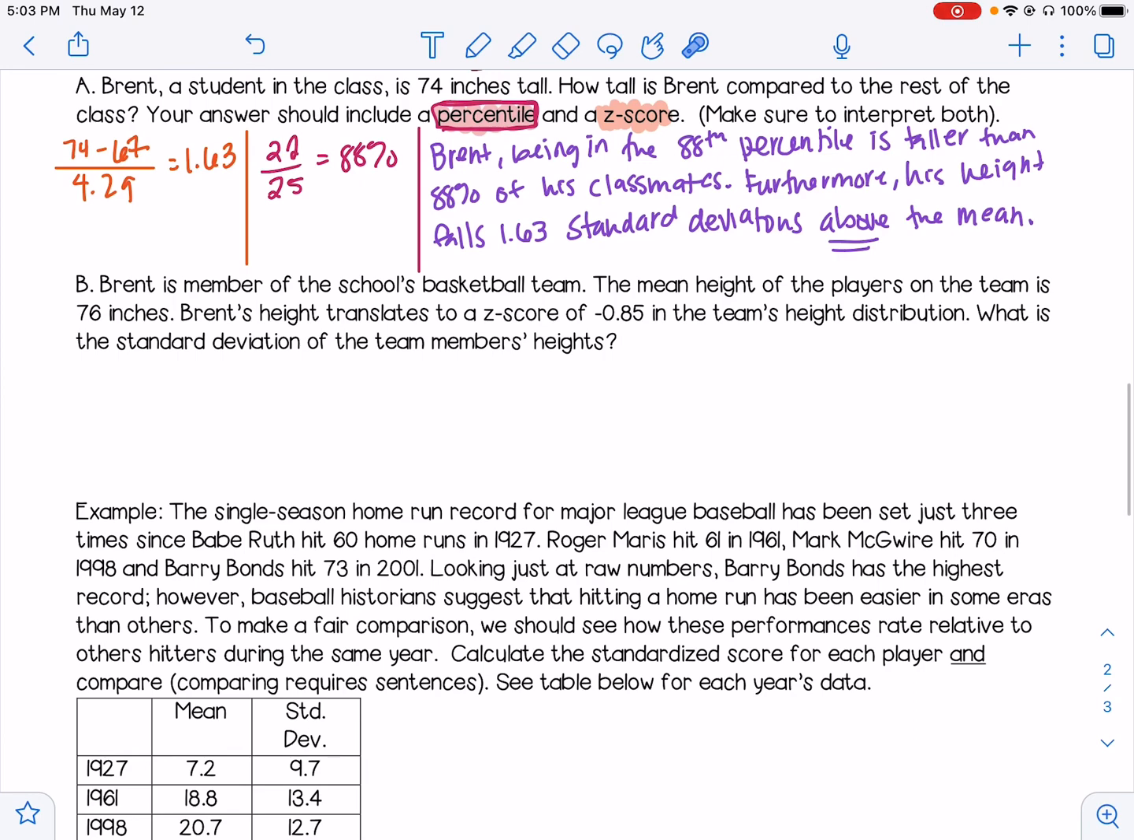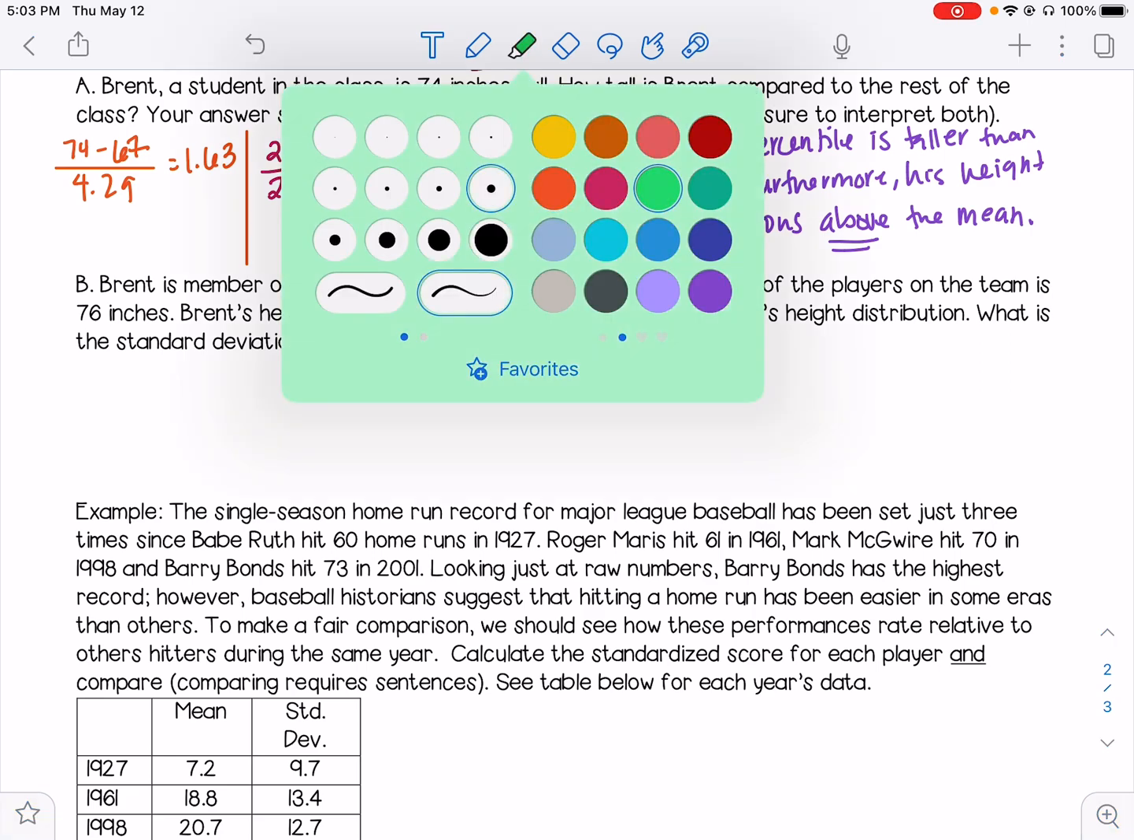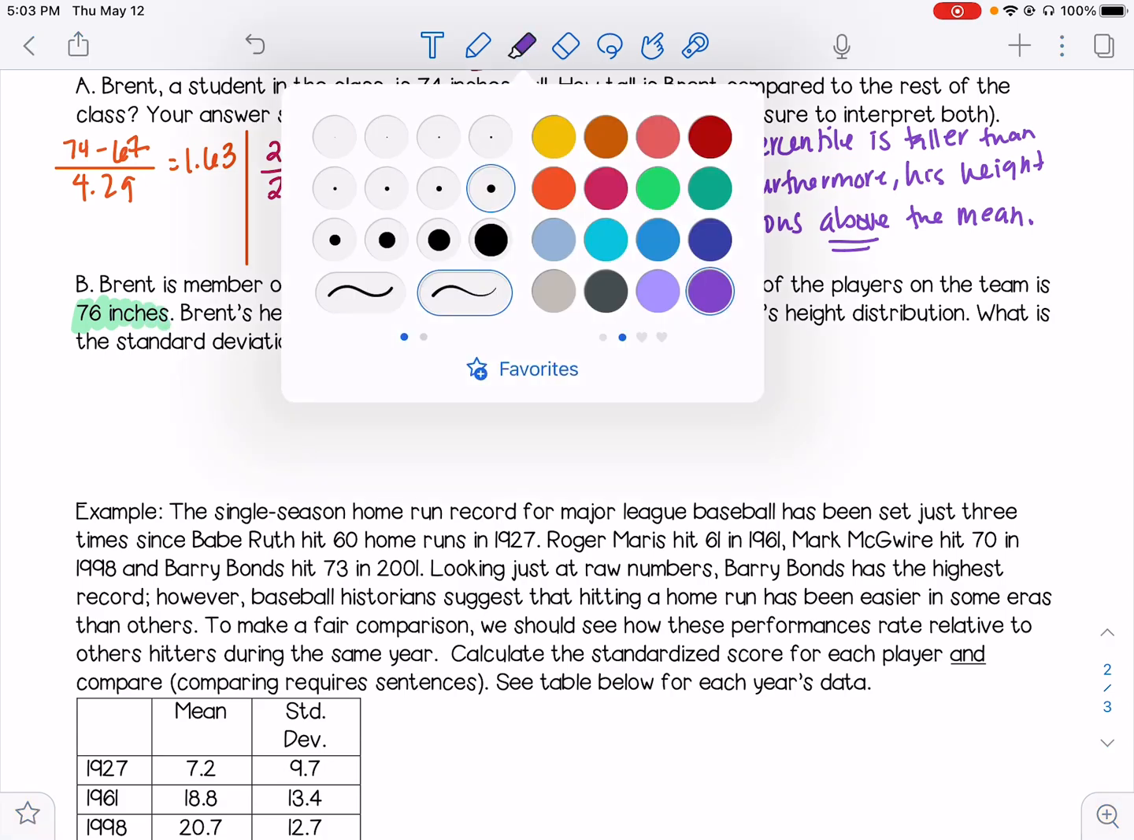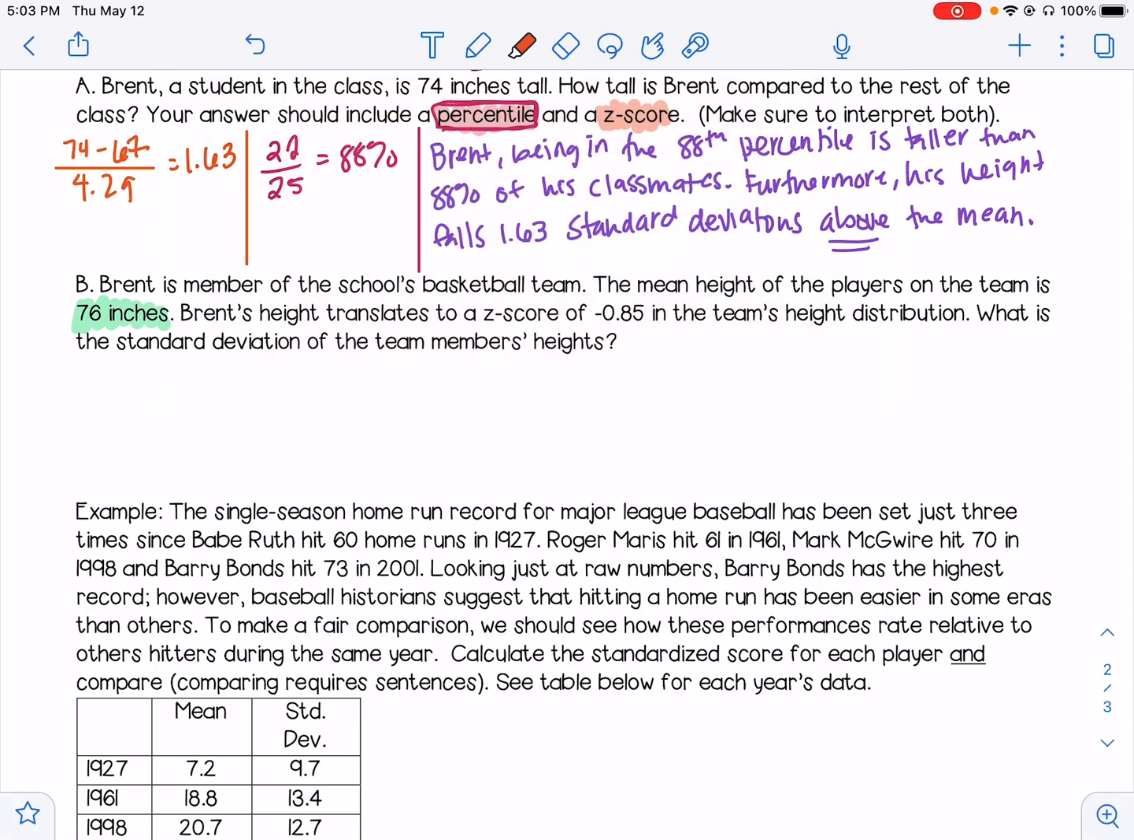Problems, though, always like to be a little tricky, so this one is slightly different. It says Brent is also a member of the school's basketball team. The mean height of the players in the basketball team is 76 inches. On the basketball team, his z-score, make that orange, is negative 0.85. Hold up right there. This is our first time seeing a negative one. That means Brent's height of 74 inches is actually less than the mean, which makes sense. We know that 74 is less than 76 inches. So that's just being able to look at the z-score. We automatically know that his height is less than the mean because it is negative.